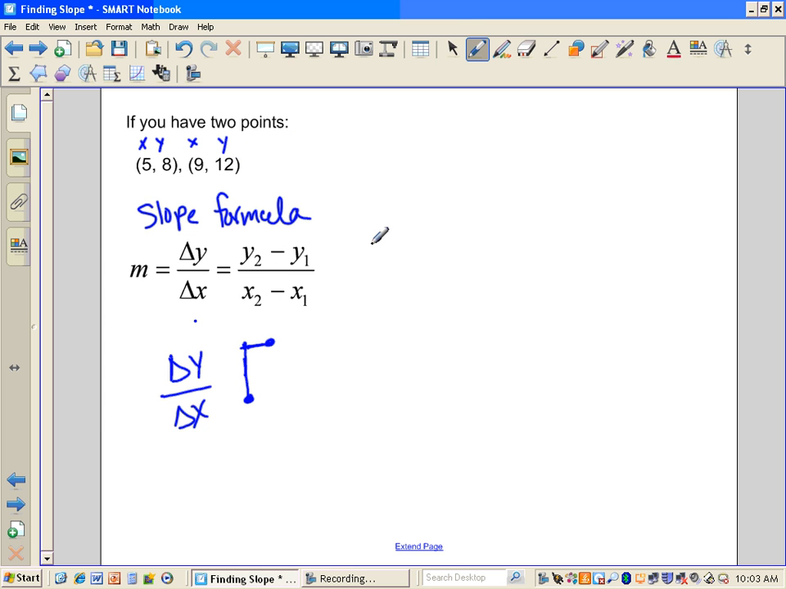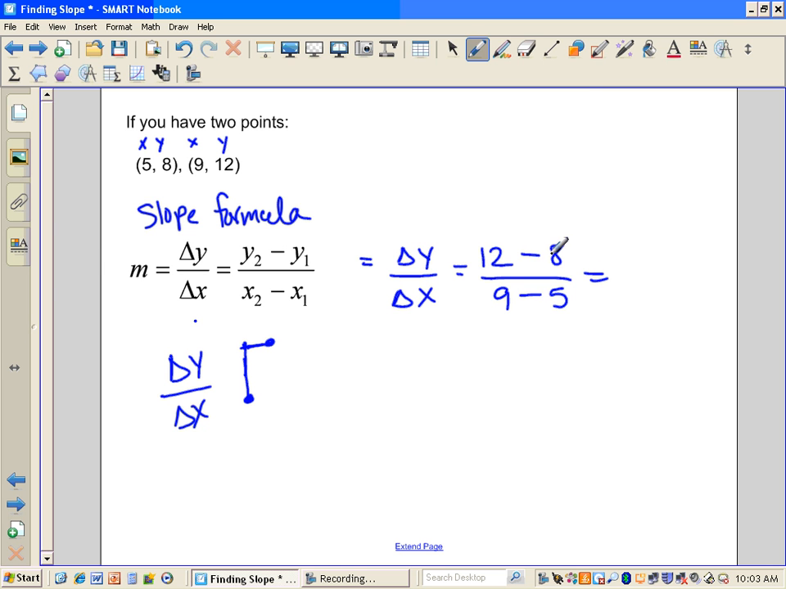Just a little way that we do it. So if I'm going to follow this, I'm going to do the change in the y values over the change in the x values. So that means I'm going to do the second y value 12, subtract the first y value 8, over second x value 9, subtract the first x value 5.